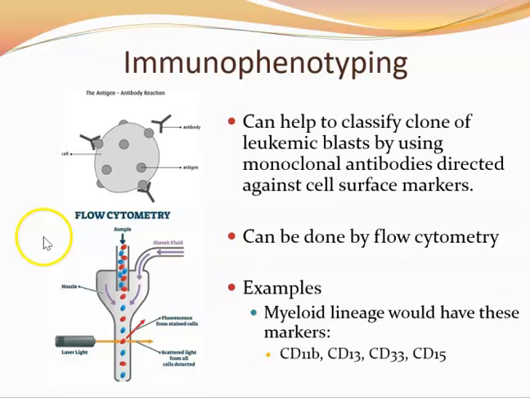And we can also use the process of flow cytometry to help determine the type of cells that we have. Remember, we use the laser, and the cells are passed by the laser one cell at a time, and that helps determine what type of cell that we have. Some examples of myeloid lineage markers are CD11b. Remember, CD represents cluster designation. Also, we could have CD13, CD33, and CD15.